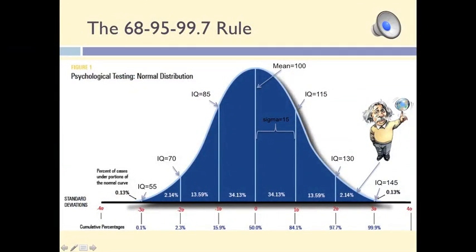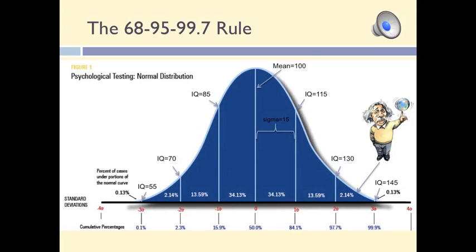This example illustrates how to apply the 68-95-99.7 rule to the distribution of IQ scores. The population mean is 100, and the standard deviation in this example is 15. Based on the 68-95-99.7 rule, we can say that approximately 68% of the individuals in the population have an IQ between 85 and 115. Values in this interval are the most frequent.